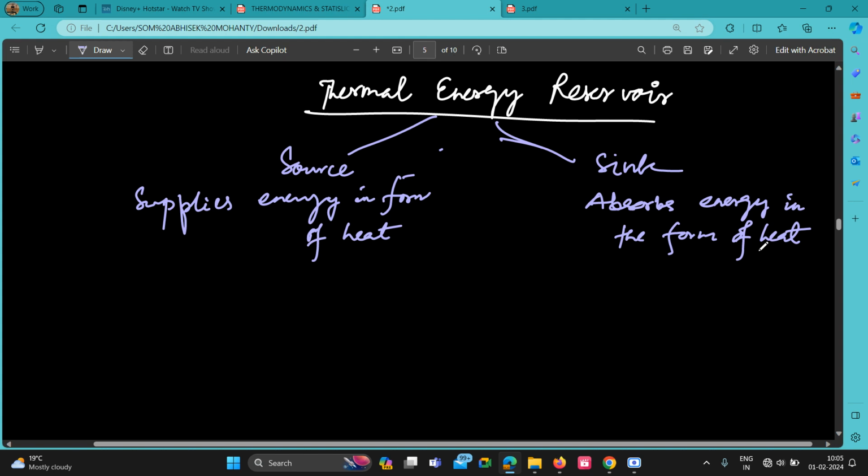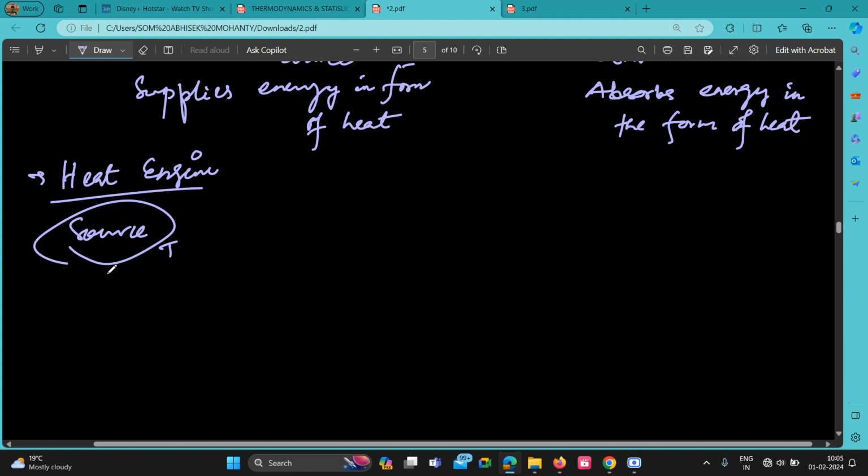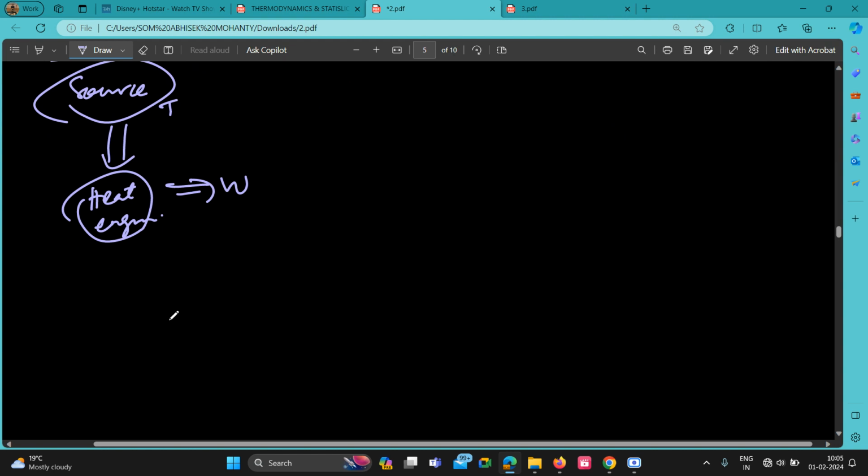Okay. So, heat engine. There is a thing of heat engine. That means there will be a source at a temperature T. This is a heat engine from which work will be done. What work? So here Q in is equal to QH.